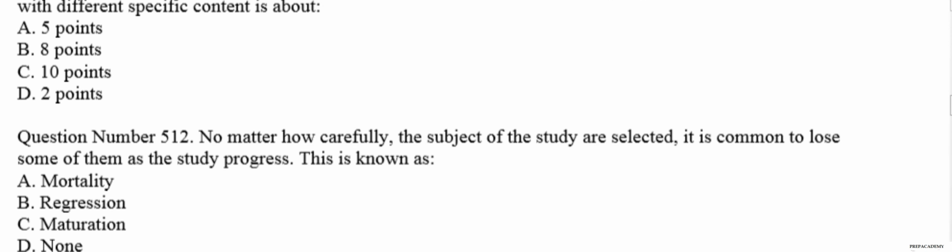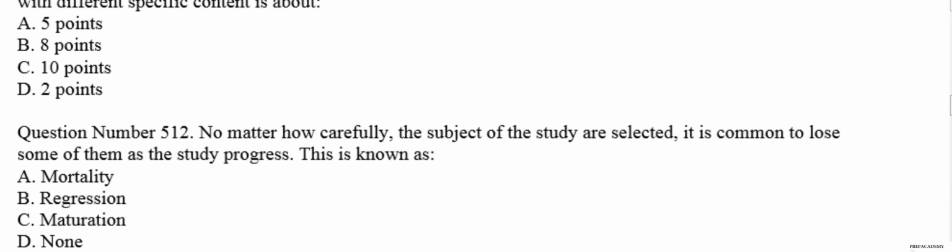Question number 512. No matter how carefully the subjects of the study are selected, it is common to lose some of them as the study progresses. This is known as A, mortality. B, regression. C, maturation. D, none. The correct answer is option A, mortality.